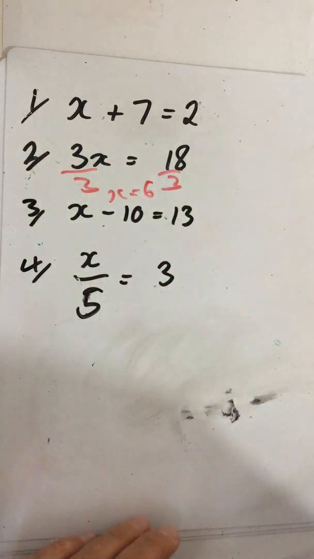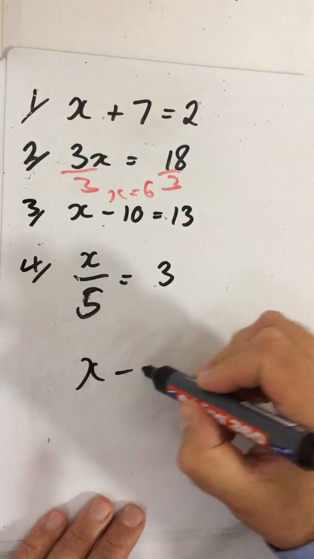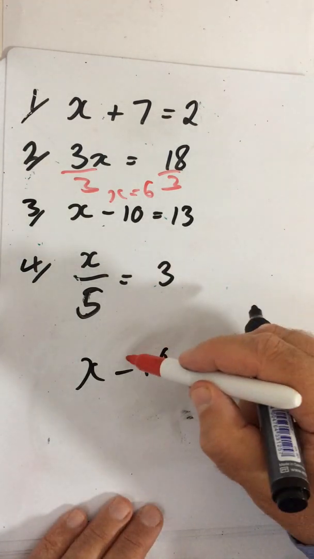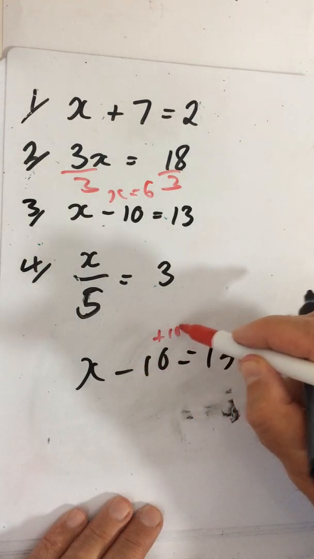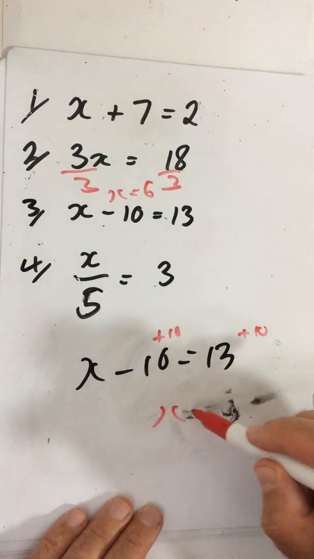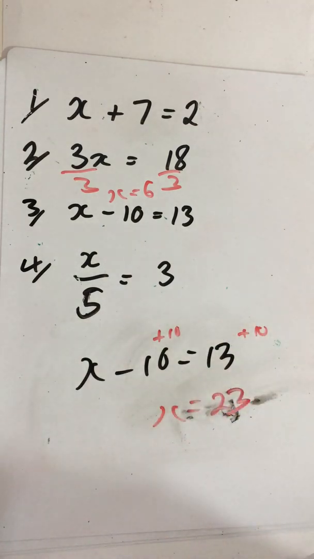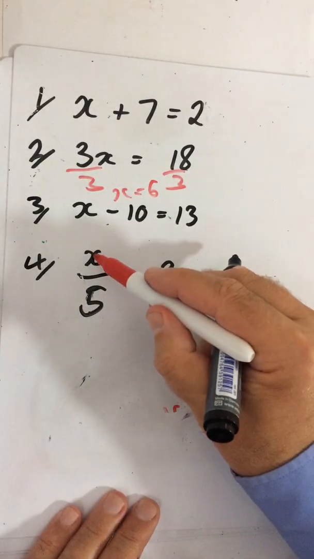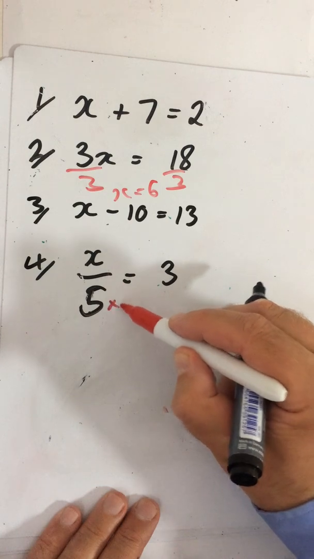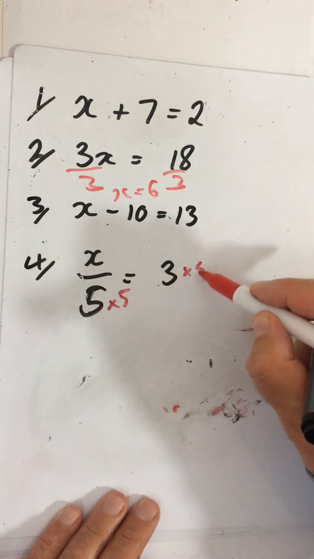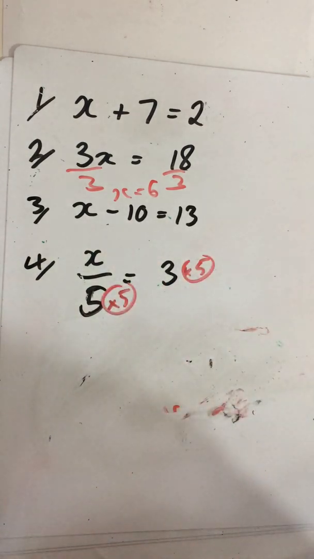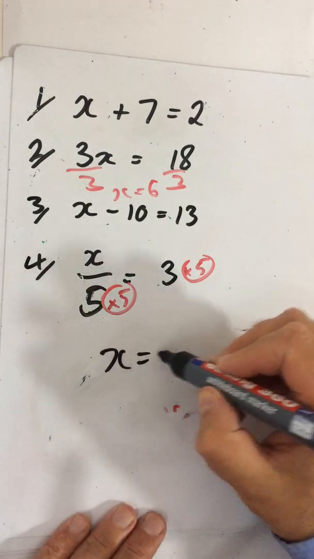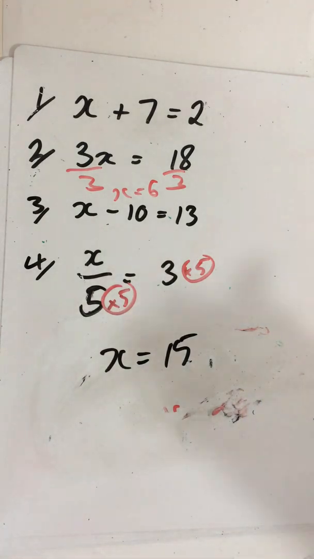Okay, on this next one, x take away 10 equals 13. And again here, instead of this minus 10, I'm going to have to add 10, x equals 23. Okay, and then the last one, to get rid of x divided by 5, I'm going to do the opposite of dividing and times it. So I'm going to times 5 by both. Okay, so there we have got x is equal to 15. Okay, so that's the first 4.